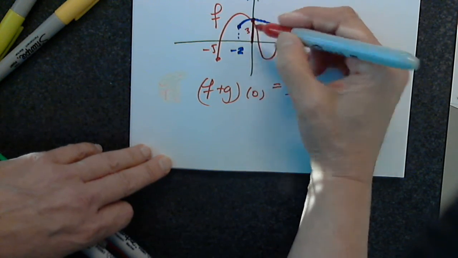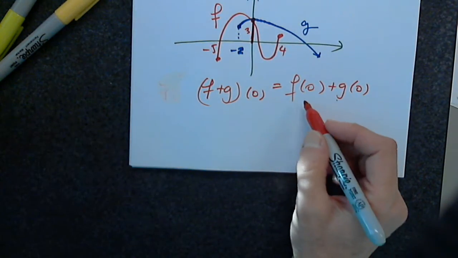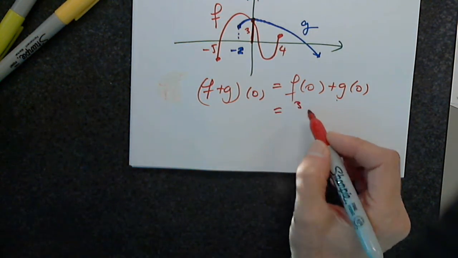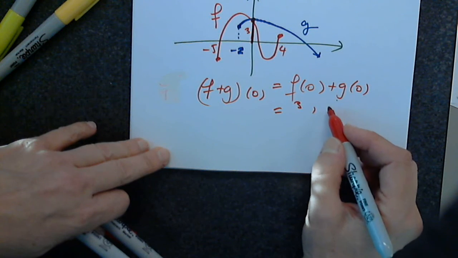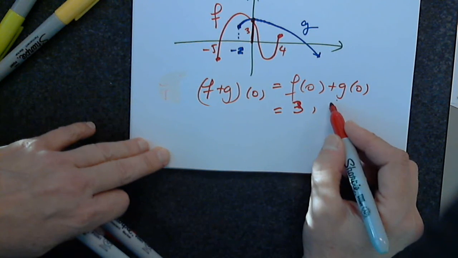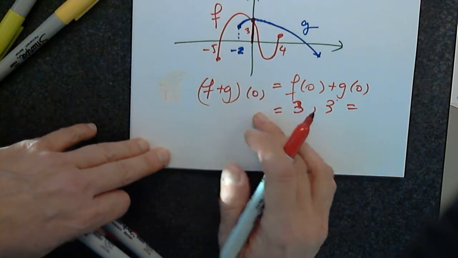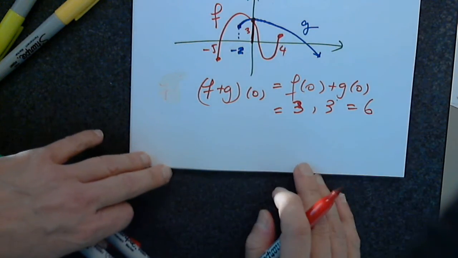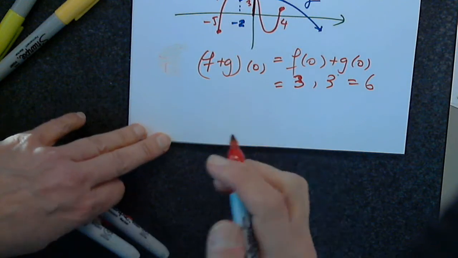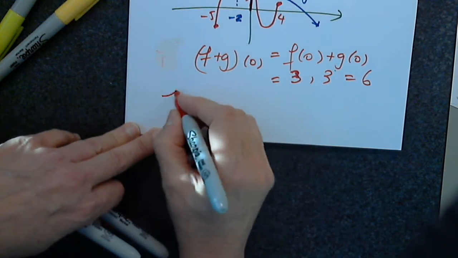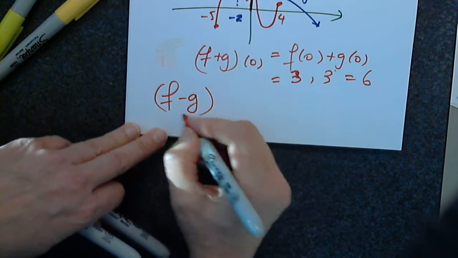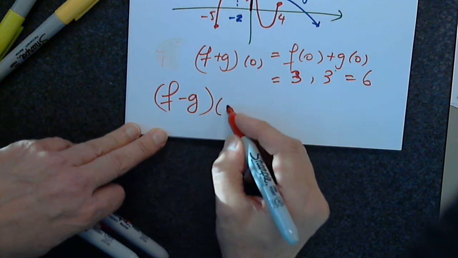So let's say they cross here. I'm going to say that this is 3. How much is f of 0? How much is g of 0? 3. So how much is f plus g of 0? Very good. Awesome. Now I'm going to ask you a different question. Please find f minus g of 7.